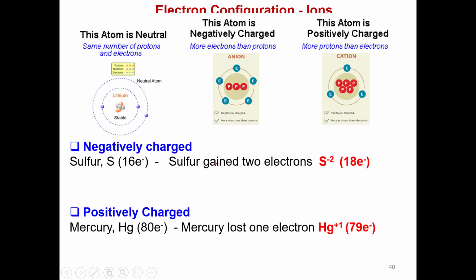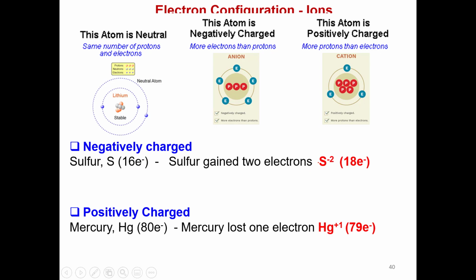But sulfur is... we had an ion of sulfur. If the notation of the sulfur is S with some negative number on top, then this means it is an ion, and if it is negative, it means this atom gained 2 electrons.